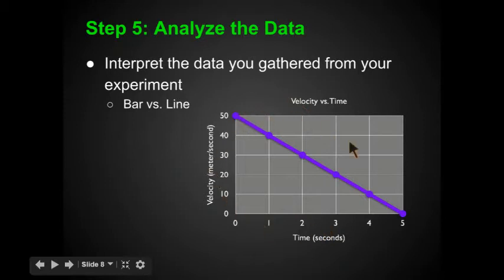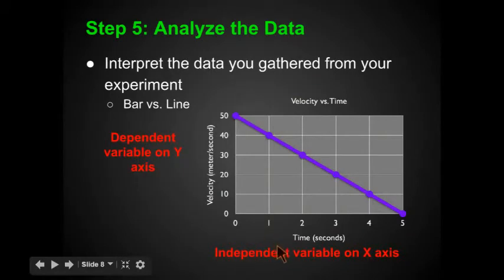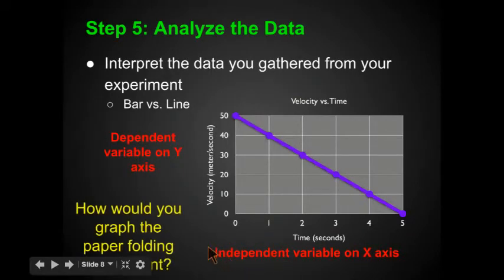On a line graph, it's really important that you think about what your axes are labeled. So on a line graph, your dependent variable will always be on your y-axis. Your independent variable is always going to be on your x-axis. So take a second right now, and I want you to think about your paper folding experiment. First of all, are you going to use a bar or line graph? And then also, go ahead and make a graph or maybe write down what would be on your y-axis or what would be on your x-axis for your graph.